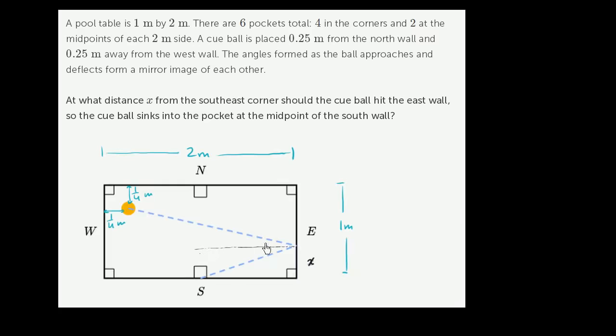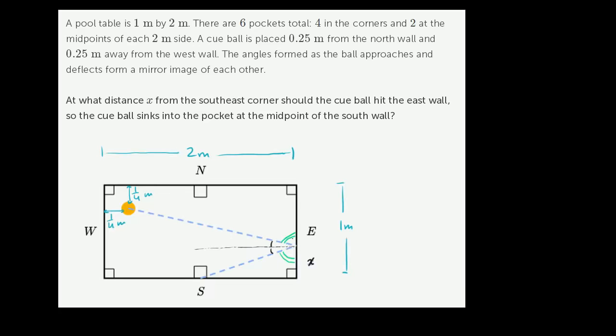A big clue is that the approach and the deflection are going to be mirror images of each other. So if they're mirror images, this angle is going to be congruent to that angle. If those two angles are congruent, then this angle, which is complementary to that black angle, must be equal to this angle. Each of these is 90 degrees minus that black angle. So this angle is congruent to that angle, and now we can construct 2 right triangles.